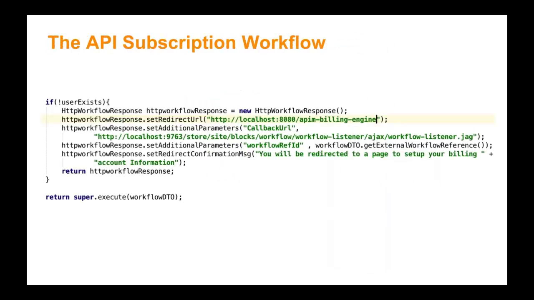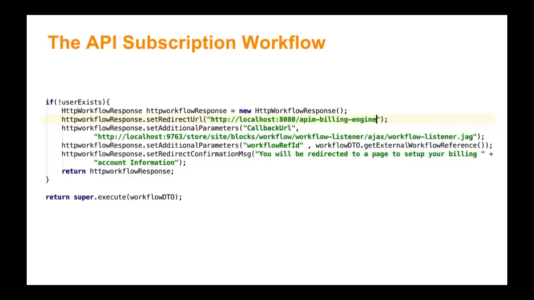Then we move on to a little bit of code excerpt from this workflow. In the API manager, every workflow integration we call a workflow extension point. If you are providing an implementation for one of these extension points, you are required to implement it from a particular interface. And this interface has a response object. There are different response types that you can use. In the case of browser-based redirections, as in the earlier case where we wanted to redirect the user to the billing system's user registration page, we will be using this object type called the HTTP workflow response object.